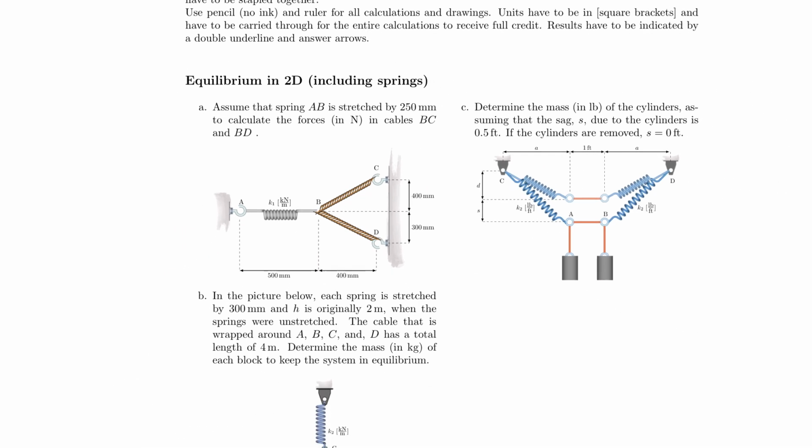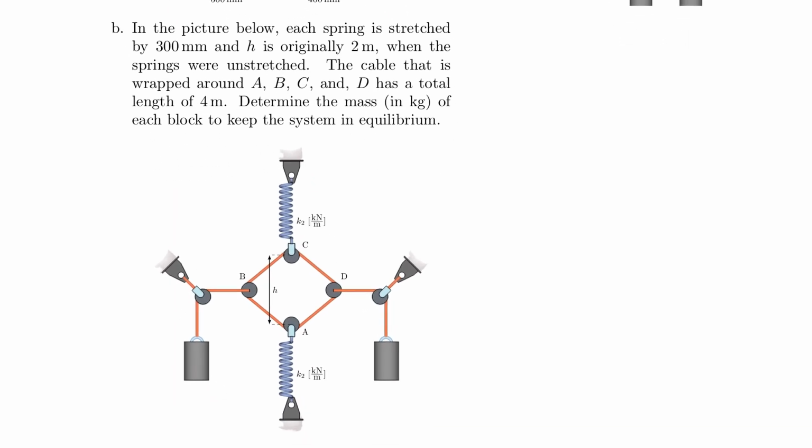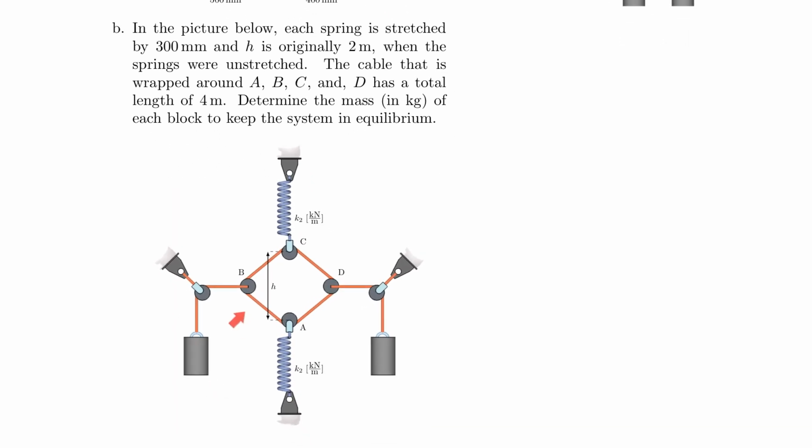That means we can now move on to probably the most fun problem in this whole lecture series, which is this funny contraption here on the bottom. Let's first read the problem statement before I give you some visual and geometric pointers for this problem. So in the picture, each spring is stretched by 300 millimeters. So assume that these are already stretched by 300 millimeters. Before the stretch, the separation between point C and A was actually 2 meters. So H used to be 2 meters when the springs were unstretched.